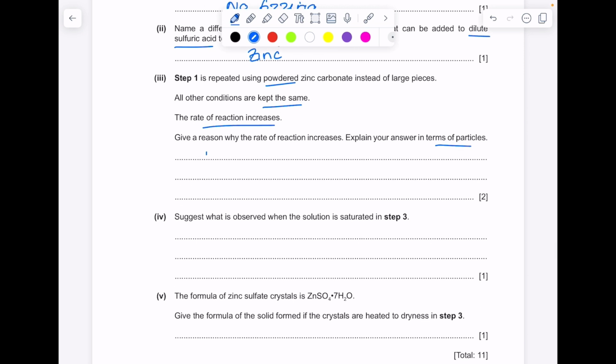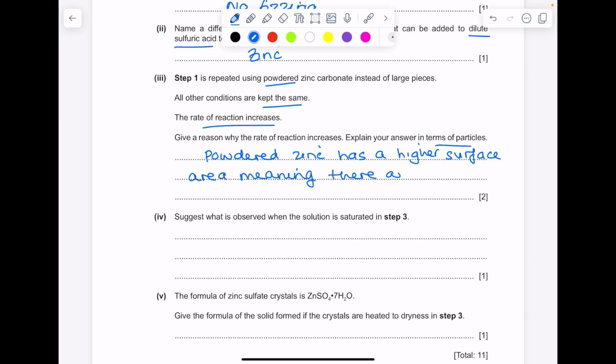So, powdered zinc carbonate has a higher surface area, meaning there are more frequent successful collisions per unit time.